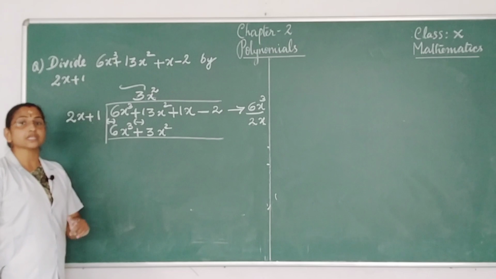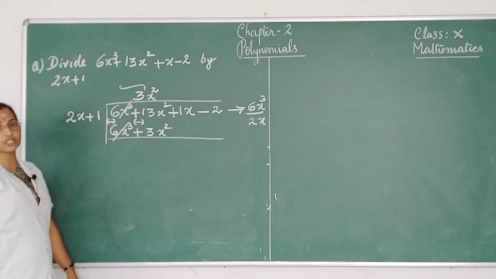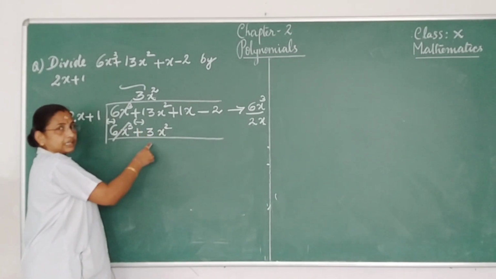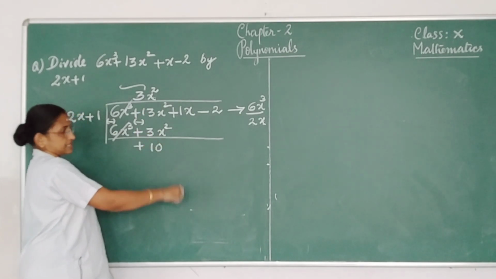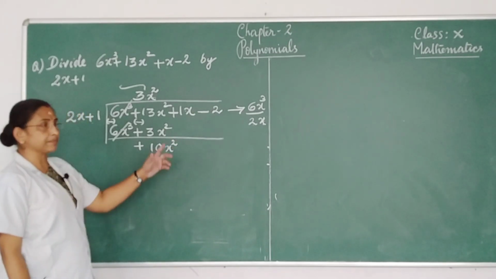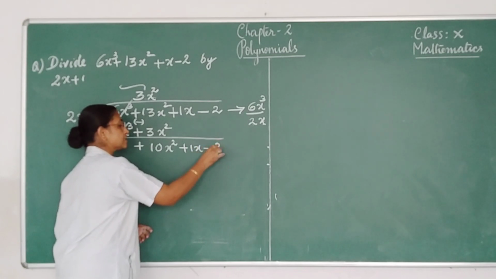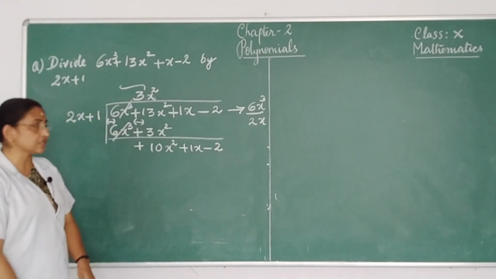After each stage, the first term gets cancelled. Plus 6x cubed minus 6x cubed get cancelled. Now, plus 13 minus 3. Numbers having different sign, subtract. 10, put the sign of the larger, plus. Plus 10x square. Now, I am going to write the remaining terms. Plus 1x minus 2.